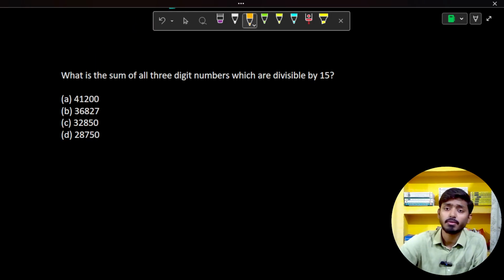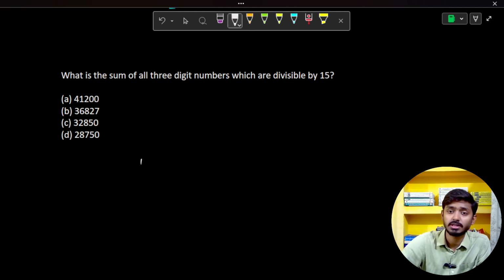What is the sum of all the three-digit numbers which are divisible by 15? Now, the smallest three-digit number is 100 and the largest is 999. We are supposed to find a number just greater than 100 which is divisible by 15. I'd say that is 105. And a number just less than 999 divisible by 15: 900 is divisible by 15, 990 would be great. We are supposed to find the sum of all those numbers.